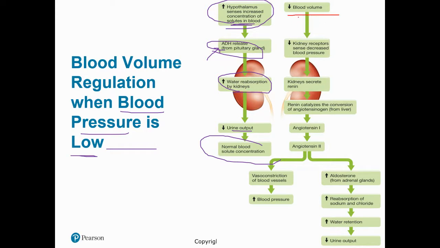So again, with decreased blood volume, that means we have decreased blood pressure. The kidneys are going to secrete renin. Renin is basically going to convert angiotensinogen ultimately to angiotensin 2. We talked about two functions of angiotensin 2. One was the vasoconstriction. The other was the signaling of the release of aldosterone from the adrenal glands.